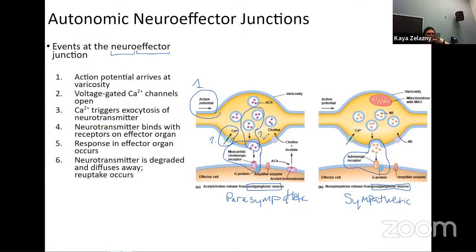And the fourth thing that's happening, now we have that neurotransmitter in this space. This is not exactly a synaptic cleft, but it's analogous. It's the space between our varicosity and our effector organ cell. So we're binding to those receptors on the effector organ. That'd be our part four. Then we're going to have some type of response here. So the response would be happening somewhere in this cell.